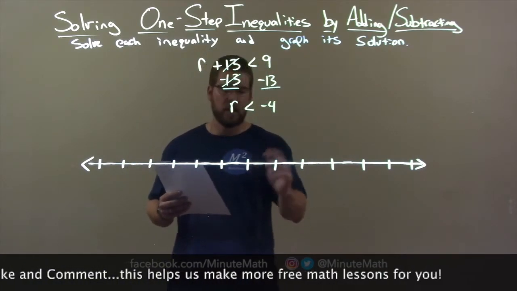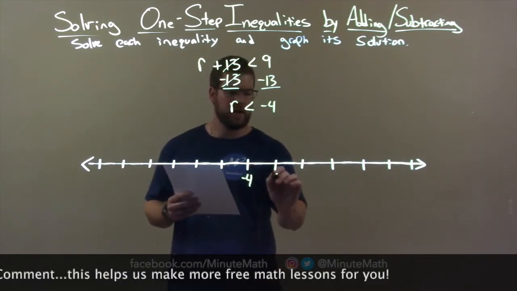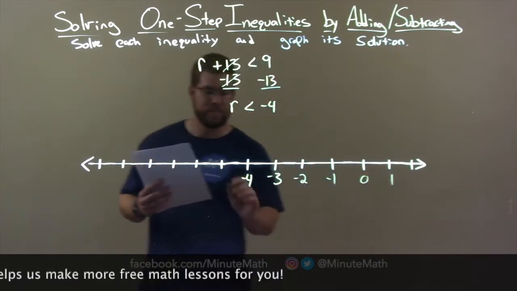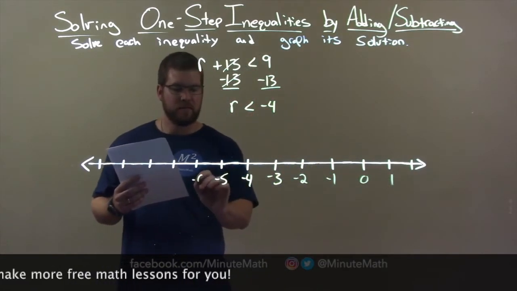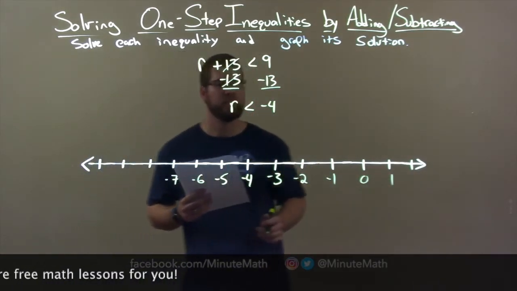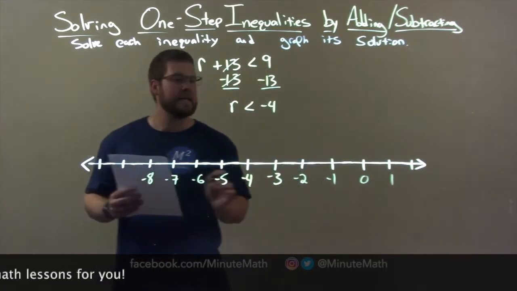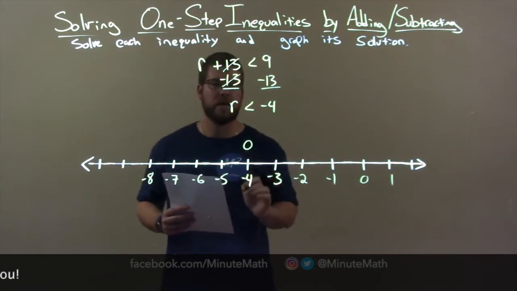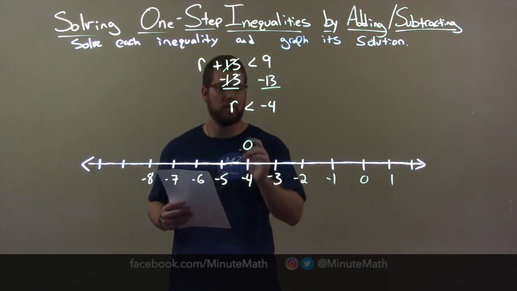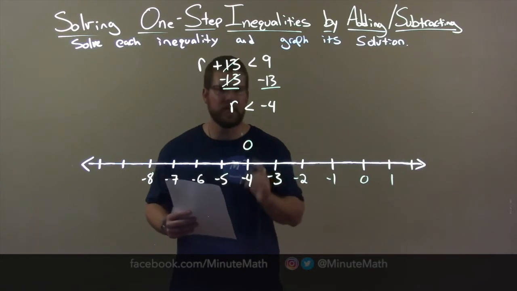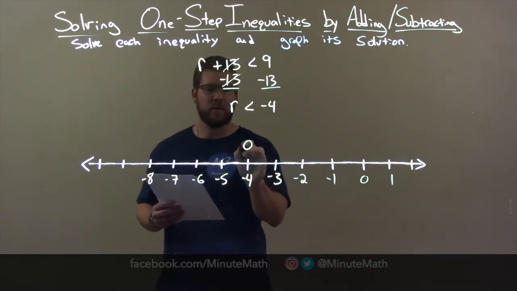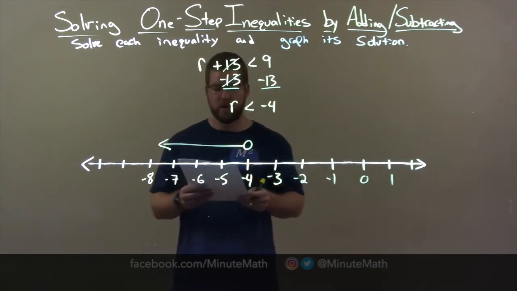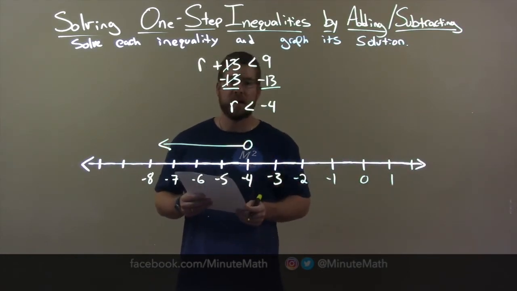We need to graph it. Let's put a -4 here. And then we have -3 to the right, -2, -1, 0, 1. And then we have -5, -6, -7 here. And -8, why not? All right, r is less than -4. That means we have an open circle here at -4, because r is not equal to -4. Less than means we put the arrow to the left, and there we have it. Our graph matches our final answer. r is less than -4.